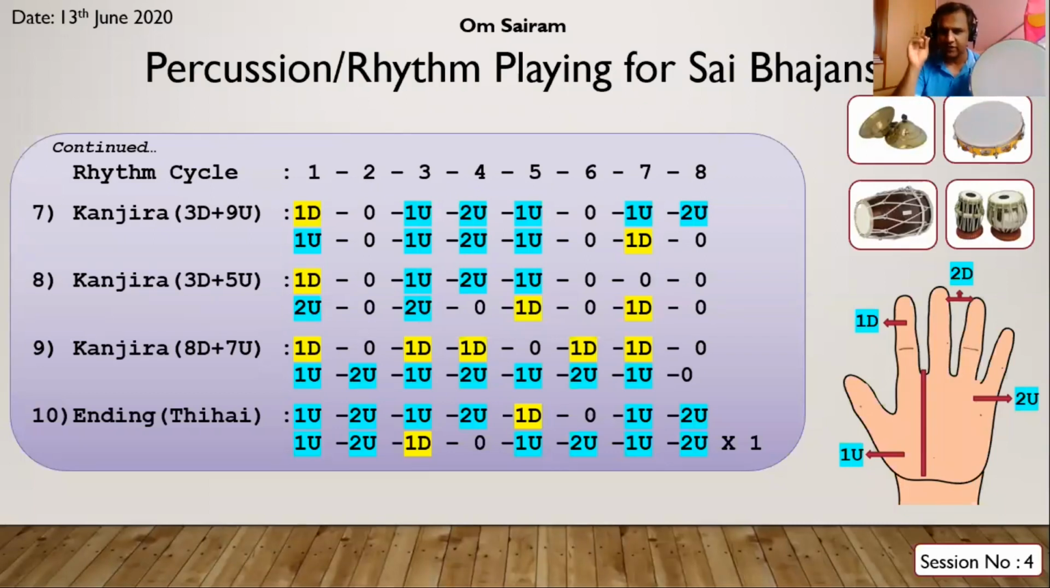1, 2, 3, 4, 5, 6, 7, 8. We'll go slowly. 1, 2, 3, 4, 5, 6, 7, 8.